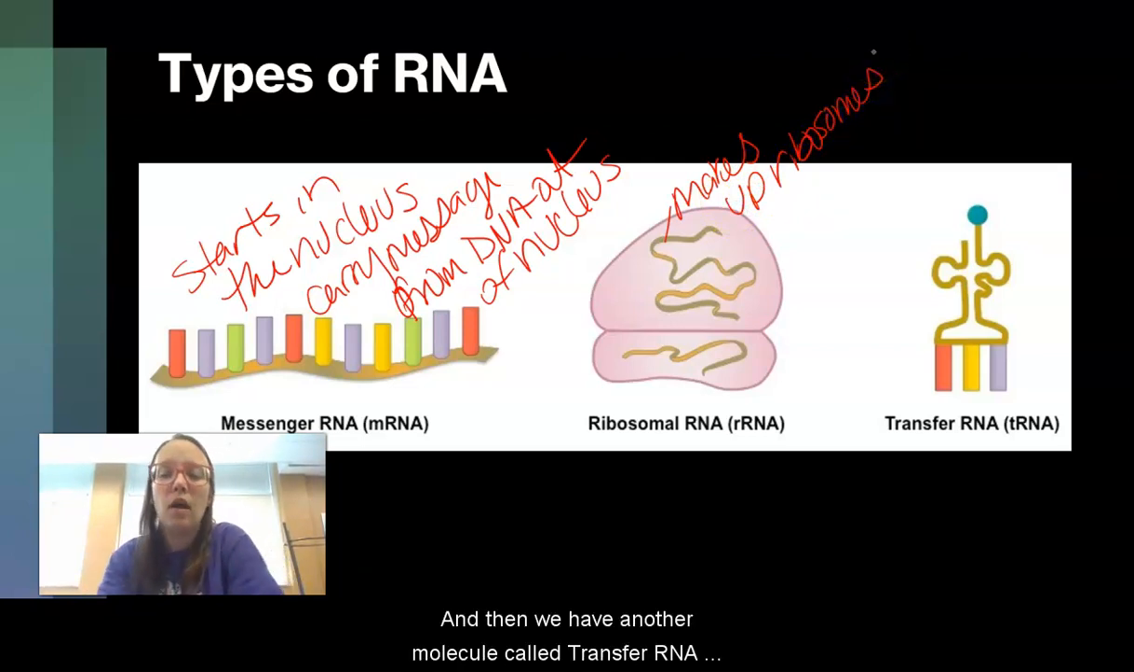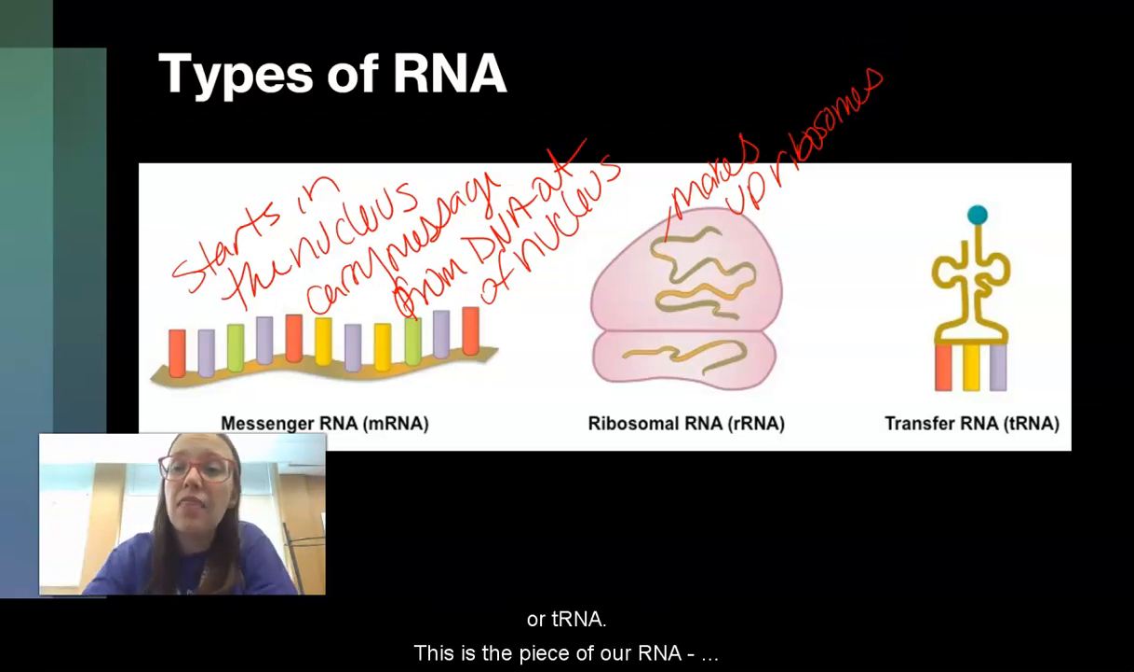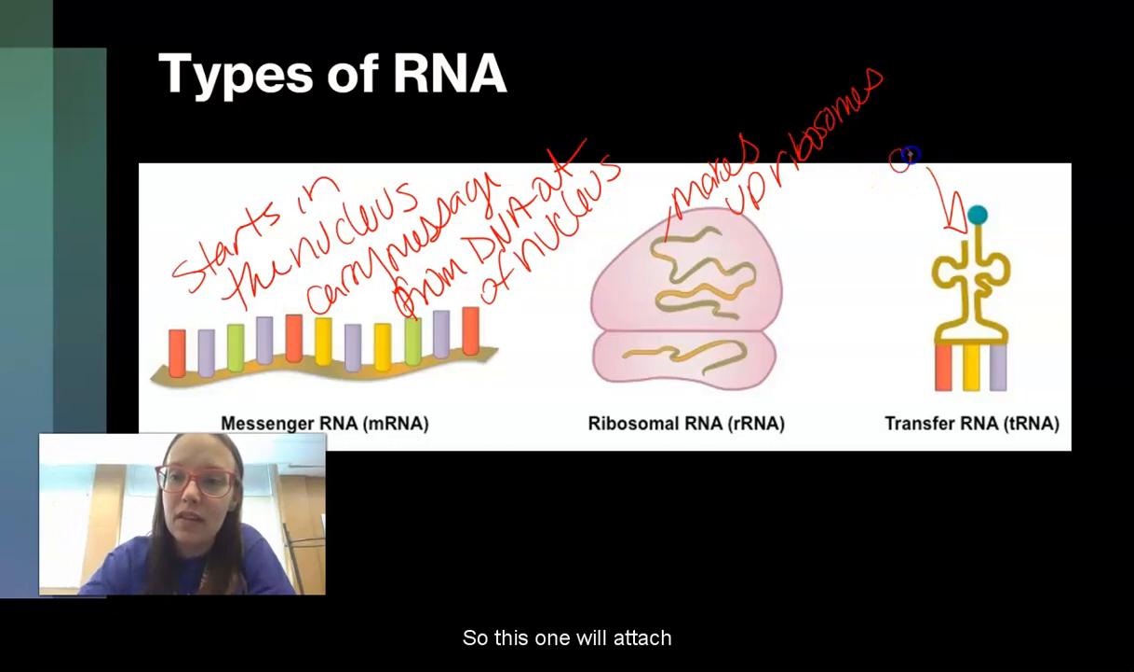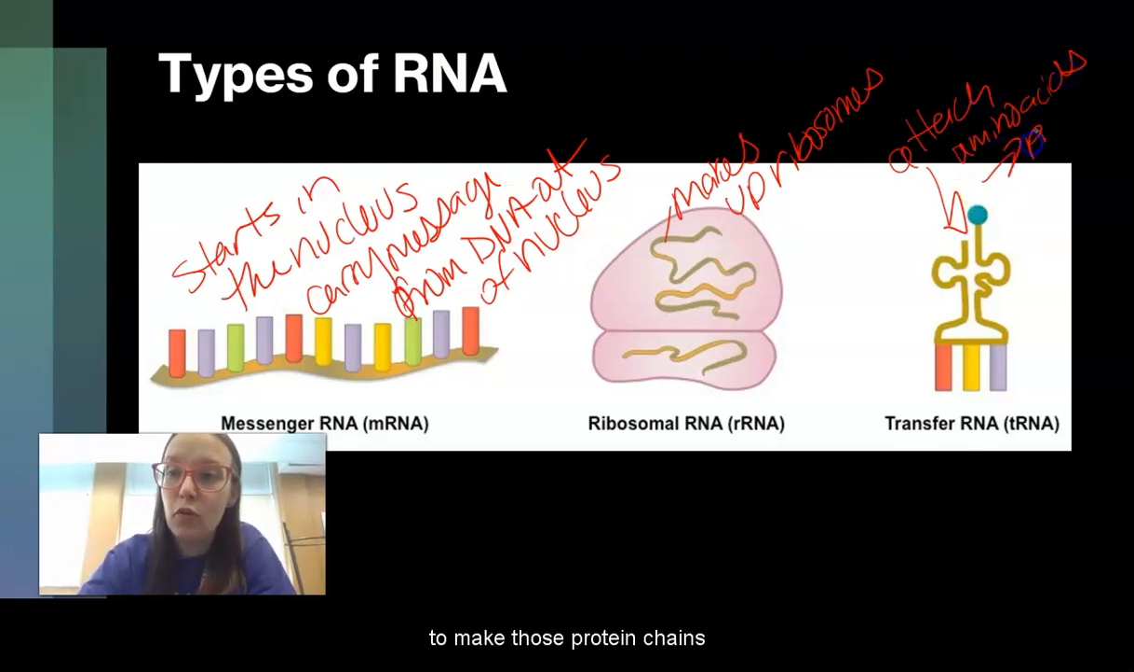And then we have another molecule called transfer RNA or tRNA, and this is the piece of RNA that makes those protein chains. So this one will attach amino acids to make those protein chains.